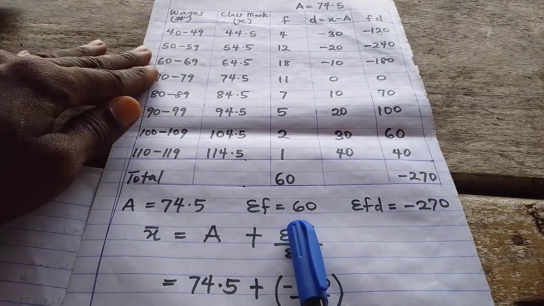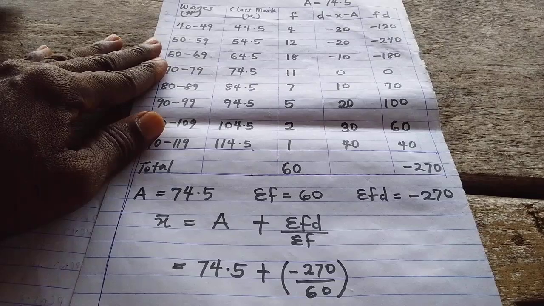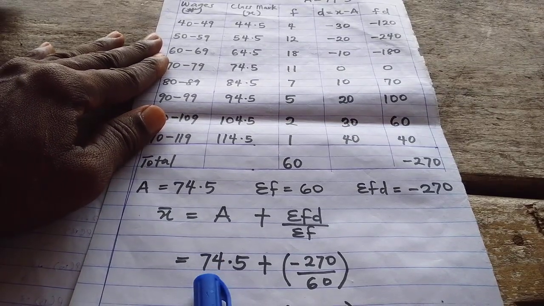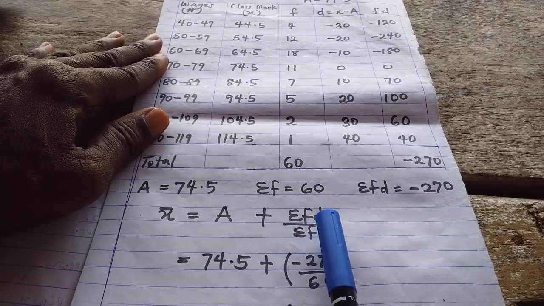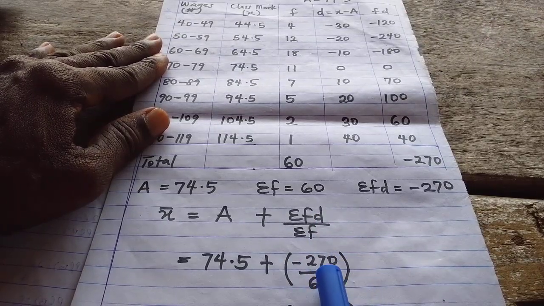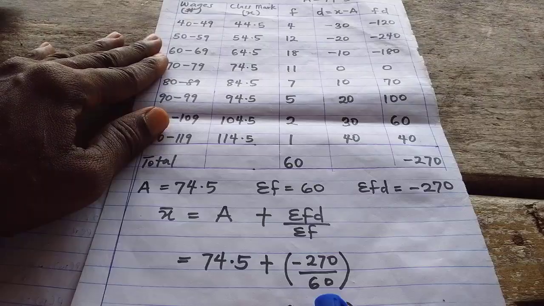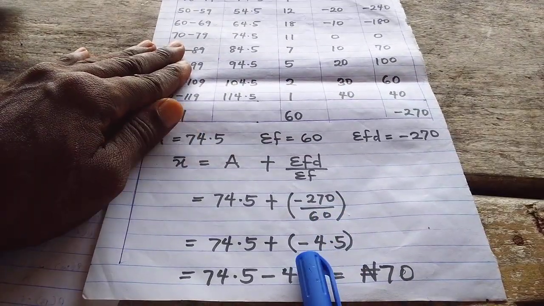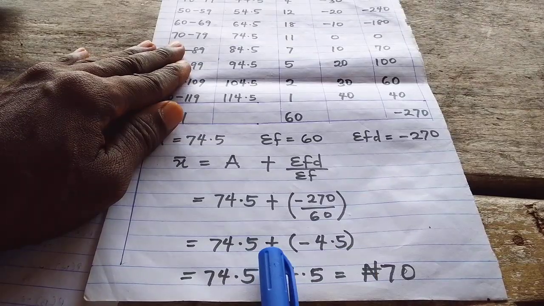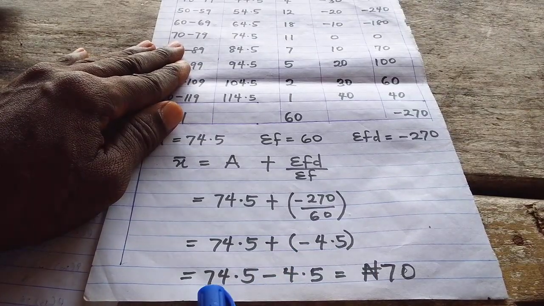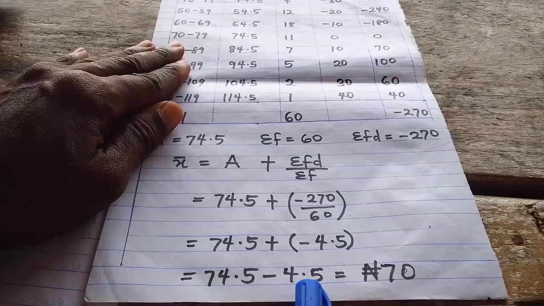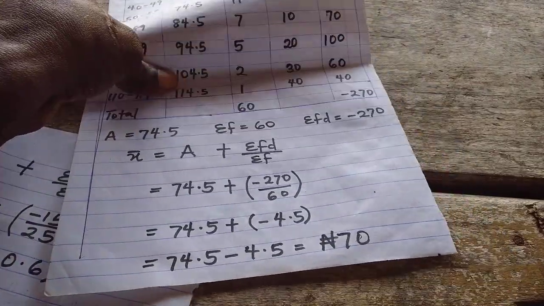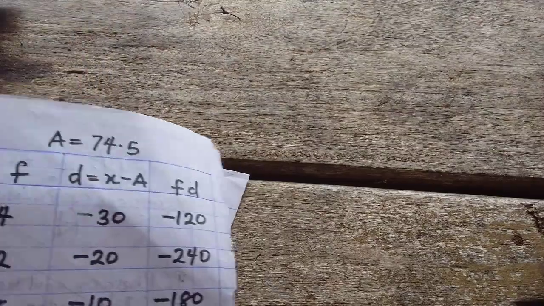So you are going to substitute it into this formula. From here, you have your assumed mean to be 74.5 plus summation FD, which is minus 270, divided by summation F, which is 60. So when you divide 270 by 60, you are going to get minus 4.5. So plus times minus will give us minus. 74.5 minus 4.5 will give you 70 naira. So it means the mean mark is now 70 naira.